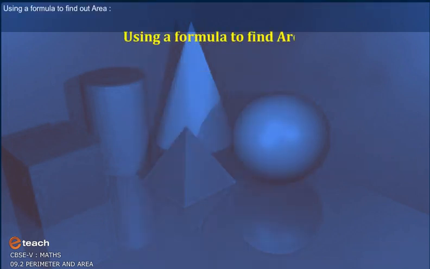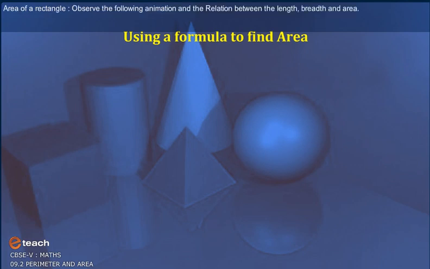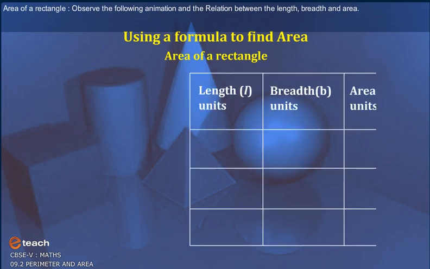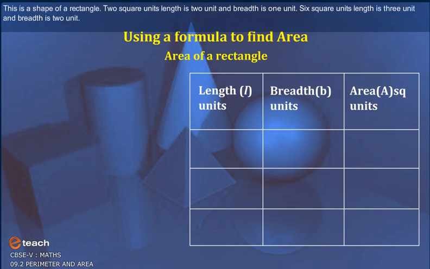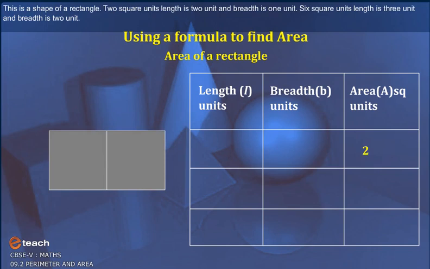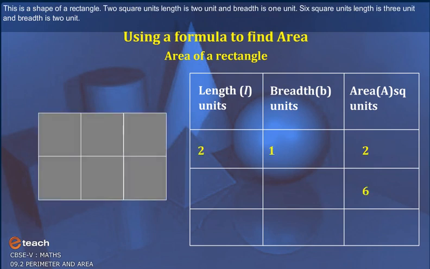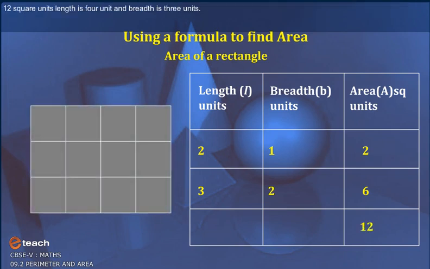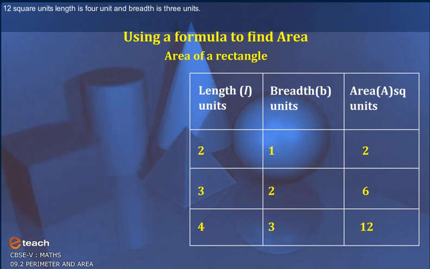Using a formula to find the area. Area of a rectangle. Observe the following animation and the relation between the length, breadth and area. This is the shape of a rectangle. 2 square units. Length is 2 units and breadth is 1 unit. 6 square units. Length is 3 units and breadth is 2 units. 12 square units. Length is 4 units and breadth is 3 units.